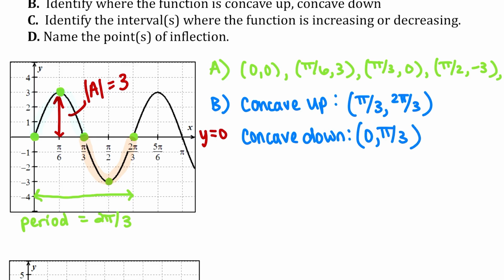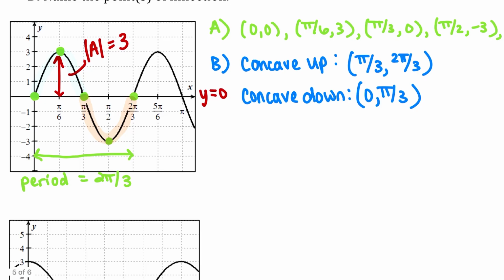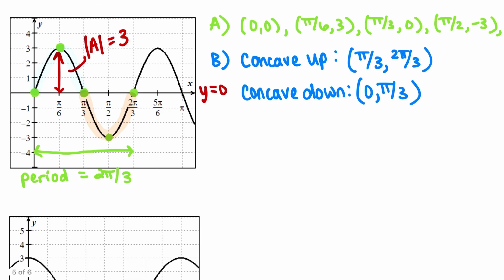You can write concave down first or concave up first. I don't know, it feels right to say concave up first as opposed to concave down. So the order in which you write this is fine, but of course not the intervals. With intervals, you're always working from the smallest number to the largest.